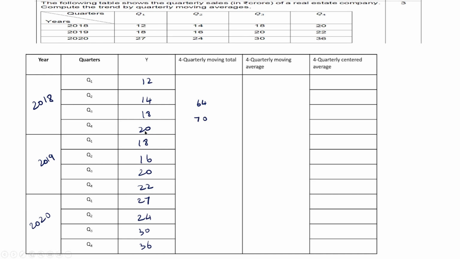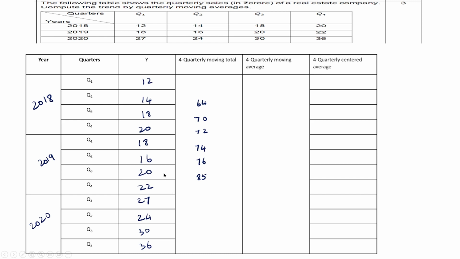And then we have 18 plus 20 plus 18 plus 16, it is 72. And then we have 20, 18, 16, 20, the sum of all these, which is 74. And then the next 4 quarterly moving total is the sum of 18, 16, 20 and 22. It is 76.